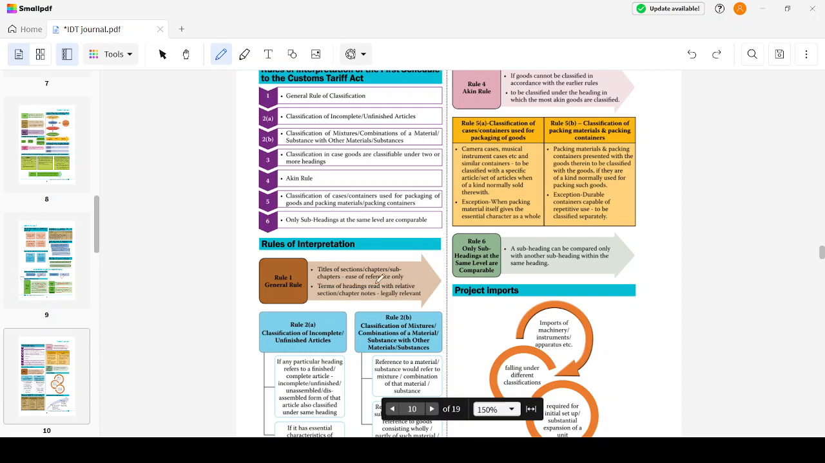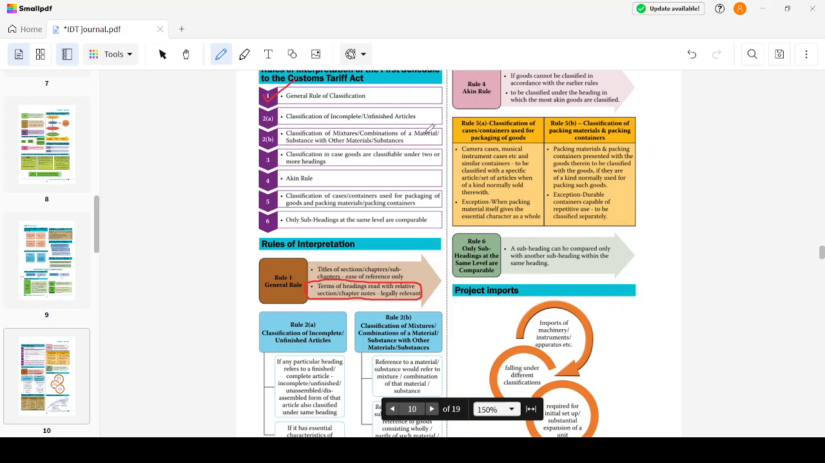The terms of headings read with relevant section and chapter notes are legally relevant. Whenever I have to quote legally, I have to quote the terms of headings read with relative section or chapter notes. Only then is it legally relevant. Do you need to quote in an exam? No. You need to quote only as per rule 1, as per rule 2, as per rule 2A, 2B. Like that you have to quote, but nothing more.